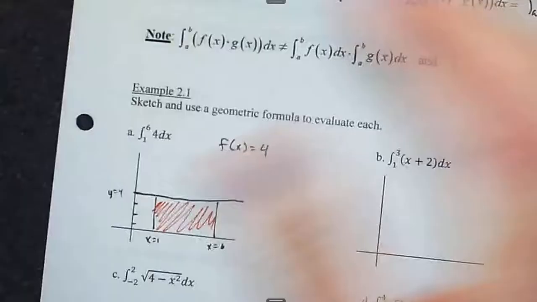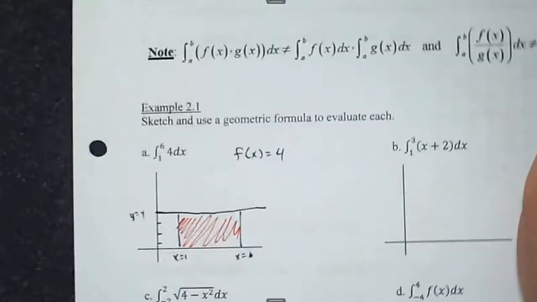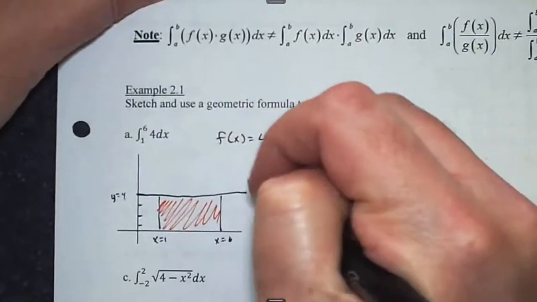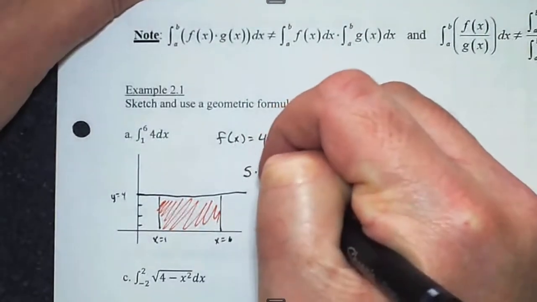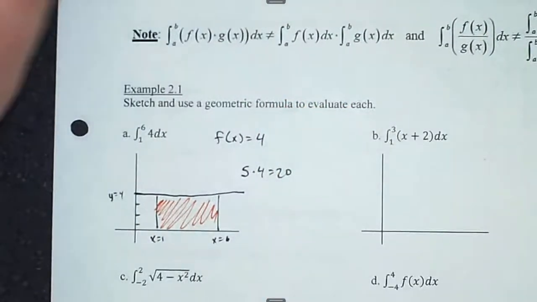So we can find this definite integral very easily by simply multiplying 5 times 4 equals 20. And I'm going to discuss how to check this with our calculator.